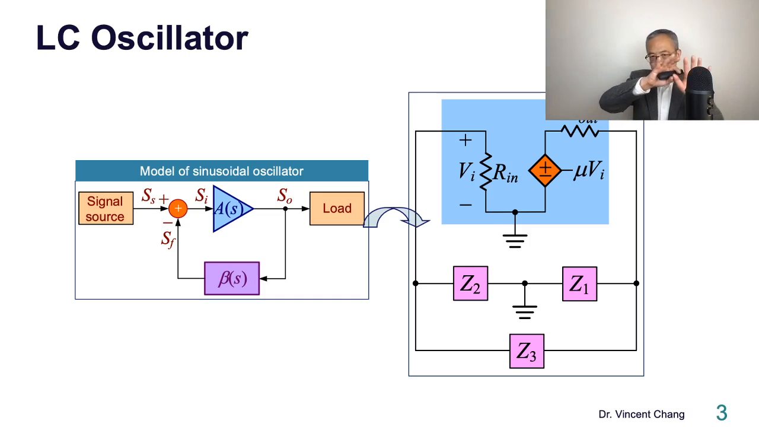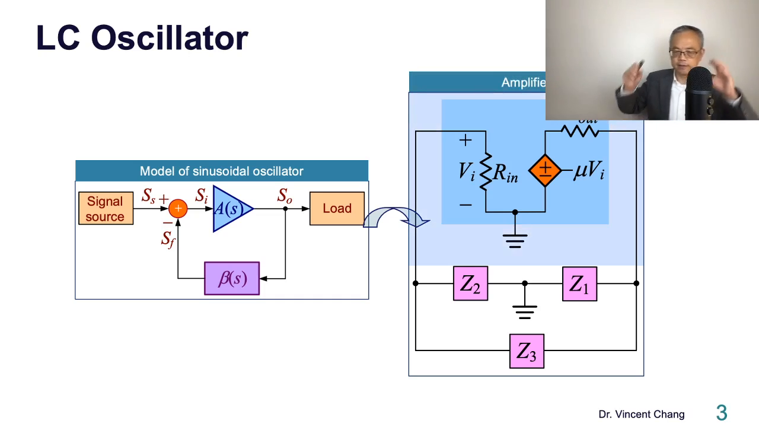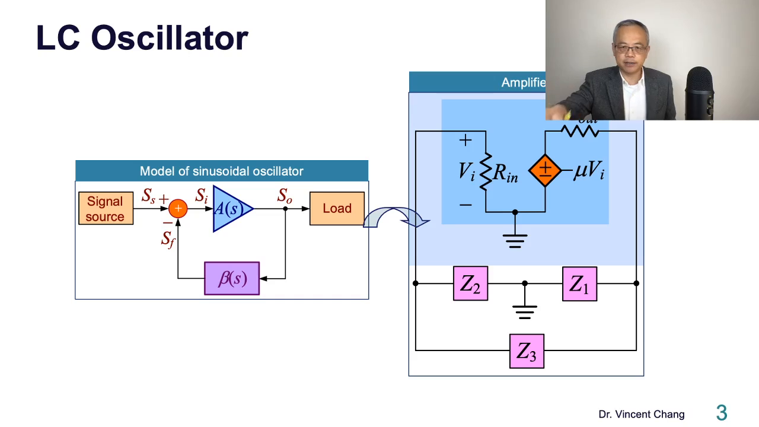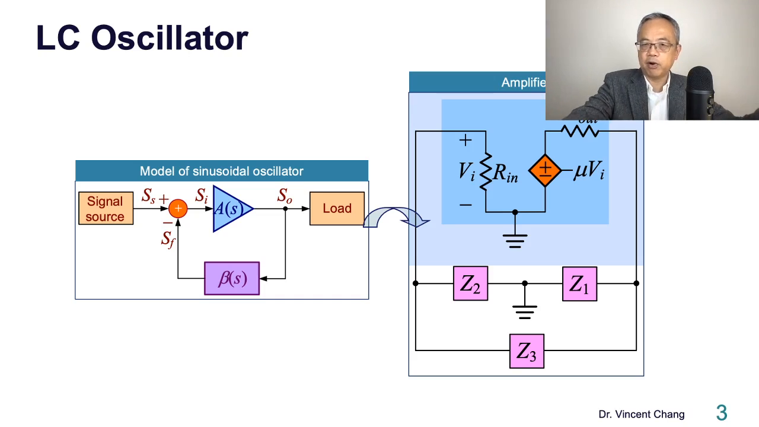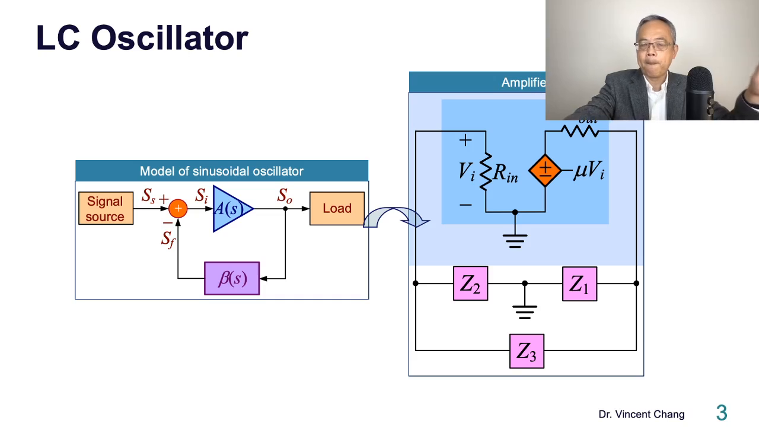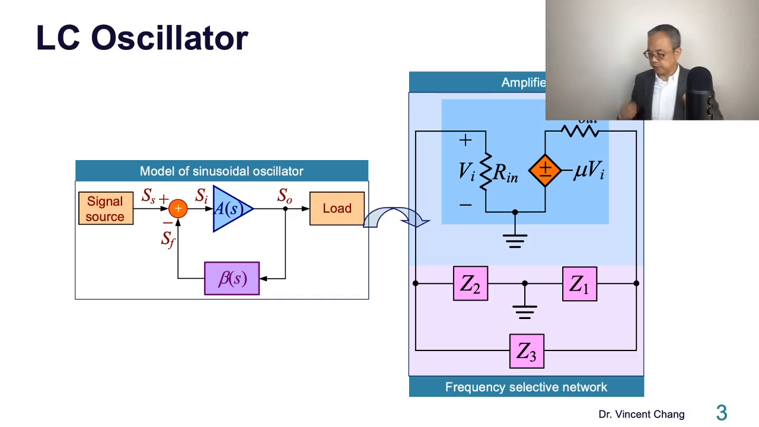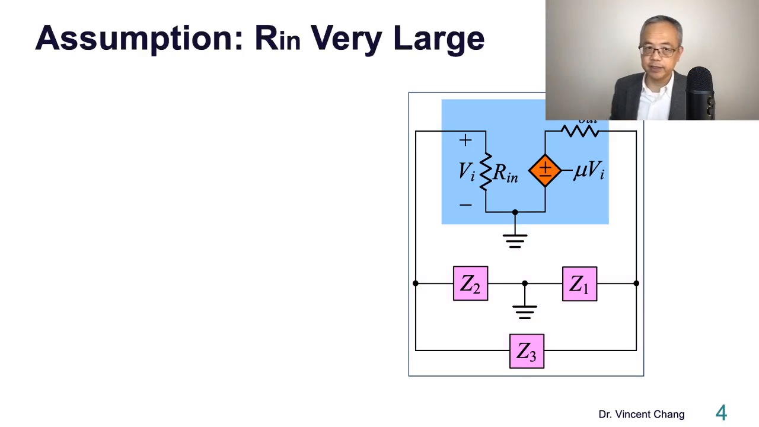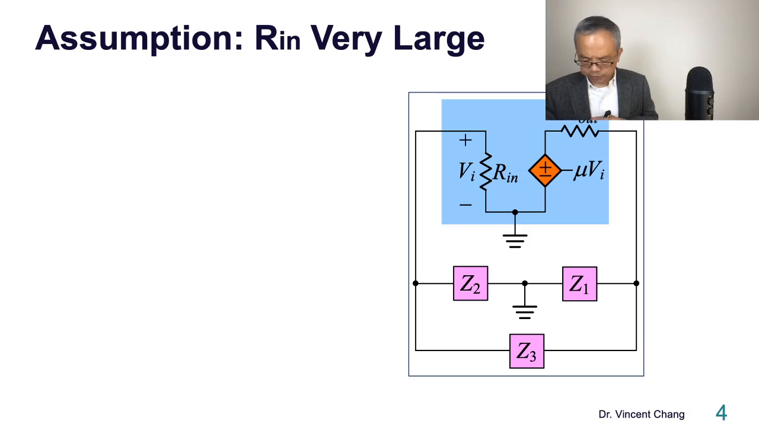So now you see the blue in contrast with the purple. The blue part highlights the basic amplifier. The amplifier part is the inverting amplifier. And the purple is the frequency selective network. The frequency selective network. So let me give you an assumption, okay?